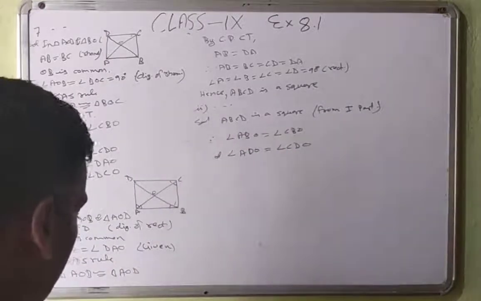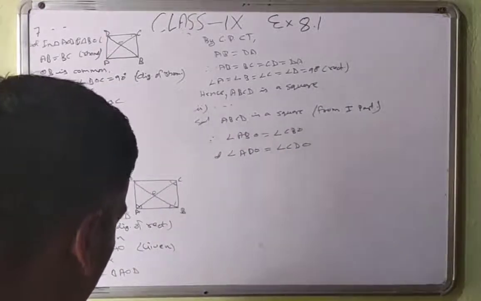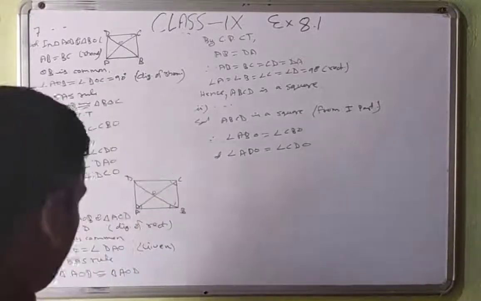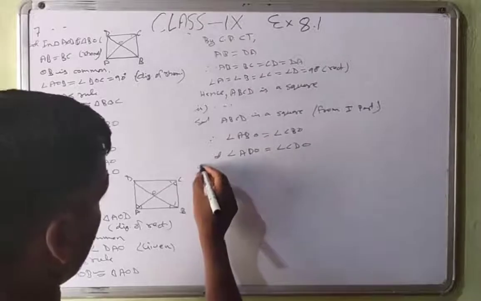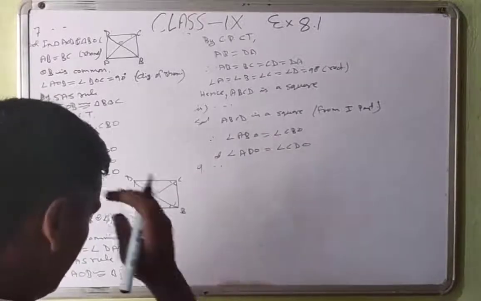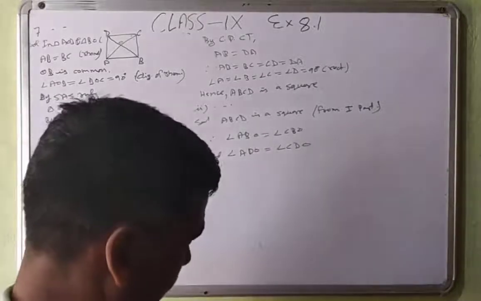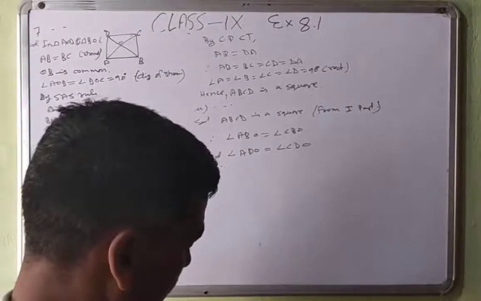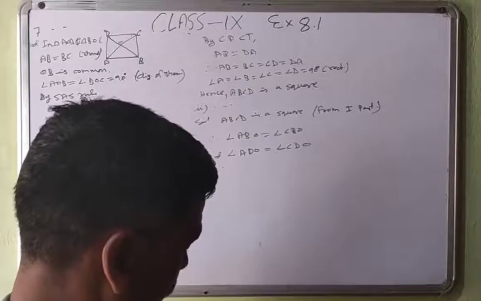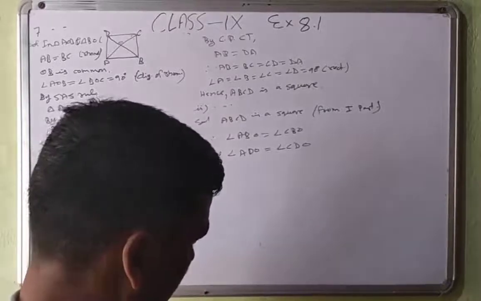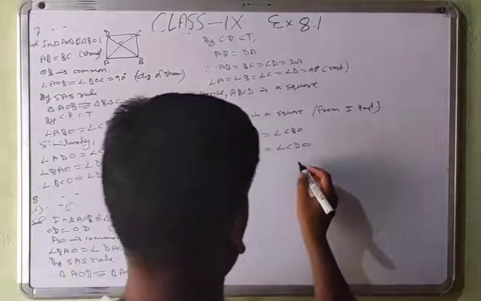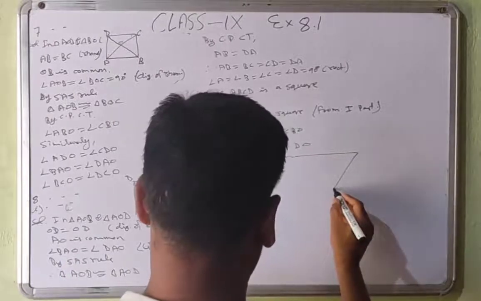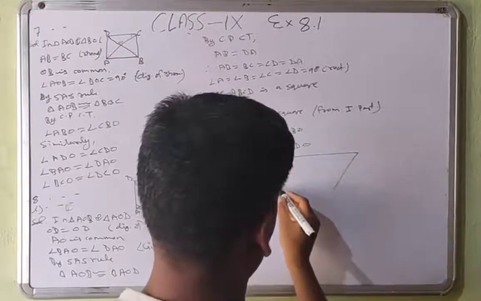Then question number 9. It's a very lengthy question because there are five parts. In parallelogram ABCD, two points P and Q are taken on diagonal BD such that DP is equal to BQ. That's given in the figure. So first of all we will draw the diagram.